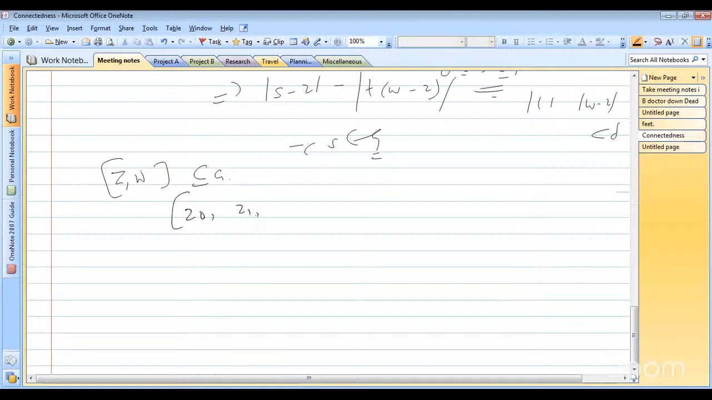The points Z0, Z1, Z2, Z3, Z4, up to Zn minus 1 and Zn, together with Z, form a polygonal line which is a subset of G. And the segment Z comma W is also a polygonal line we are taking here.